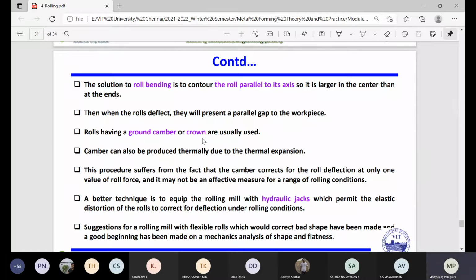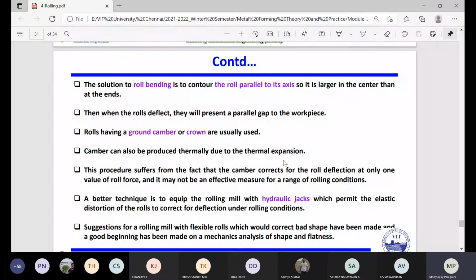Rolls having a ground camber or crown are usually used. It is like when you are drilling a hole in the wall and putting a plastic or wood material inside, so that we are giving some support to keep it in a stronger position. Similarly, with rolls, if this is not proper, we give a ground camber or crown to give support. Camber can also be produced thermally due to thermal expansion.